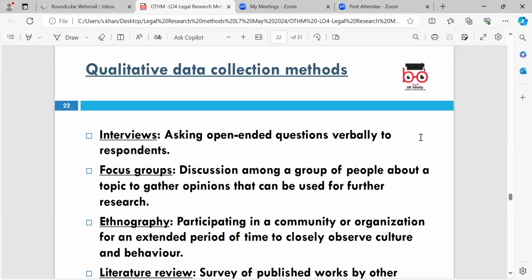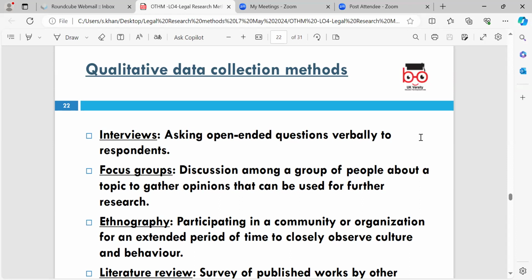So you've got things like, some examples are interviews, which are asking open-ended questions verbally to respondents. And this is a verbatim record of participants during the interview. It allows the researcher to identify common themes and patterns and draw conclusions based on the data. Interview transcripts can also be useful in providing direct quotes.